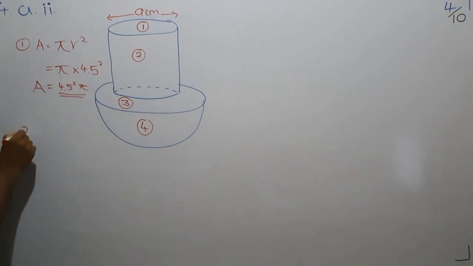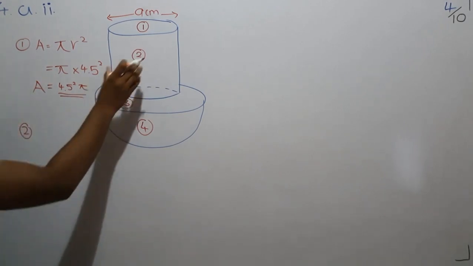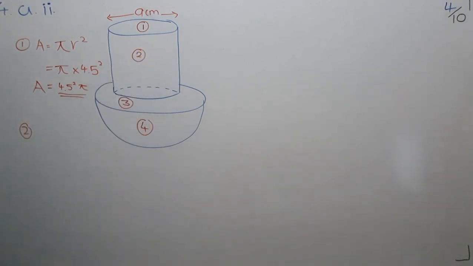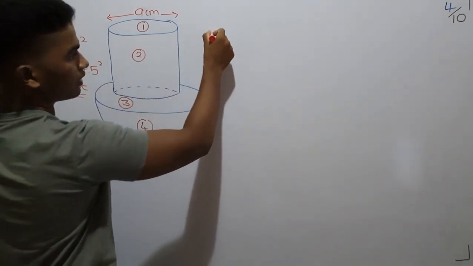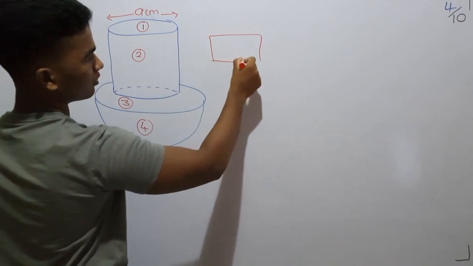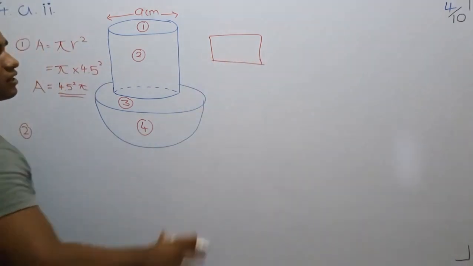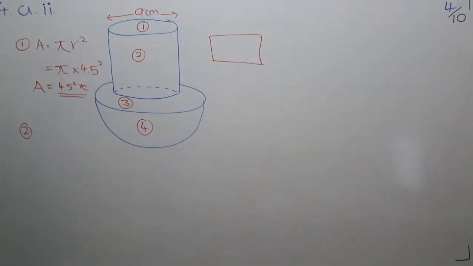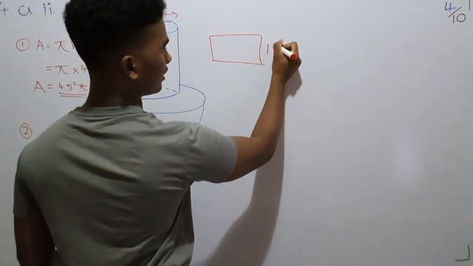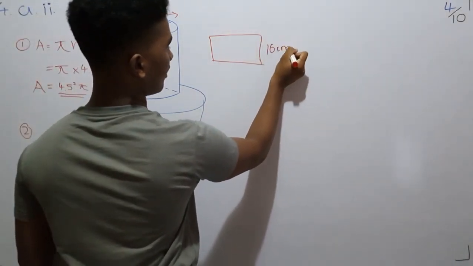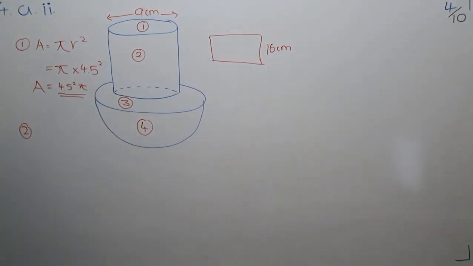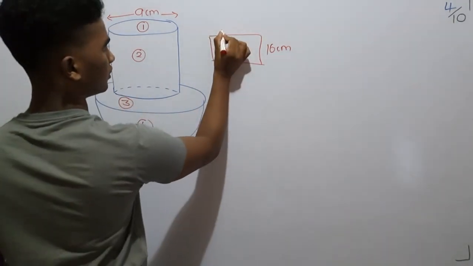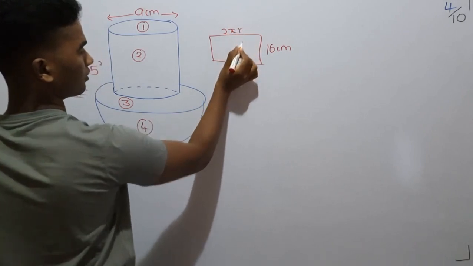So area number 2. Now this is the area of the cylinder. When you expand this area, you will be getting something like this. This would be the height, 16 centimeters. And what would this be? This distance would be the circumference of the circle, which is 2 pi r.